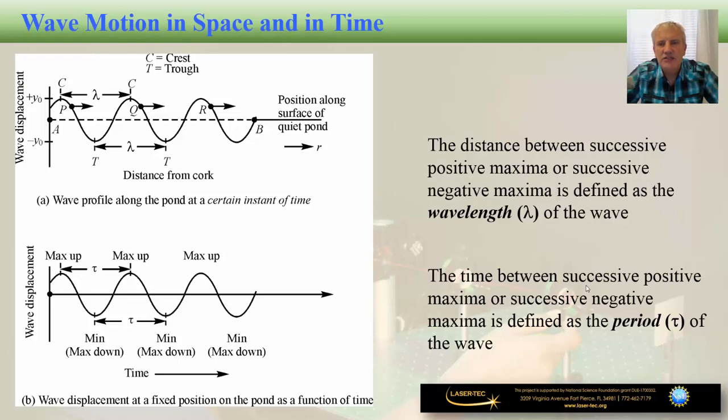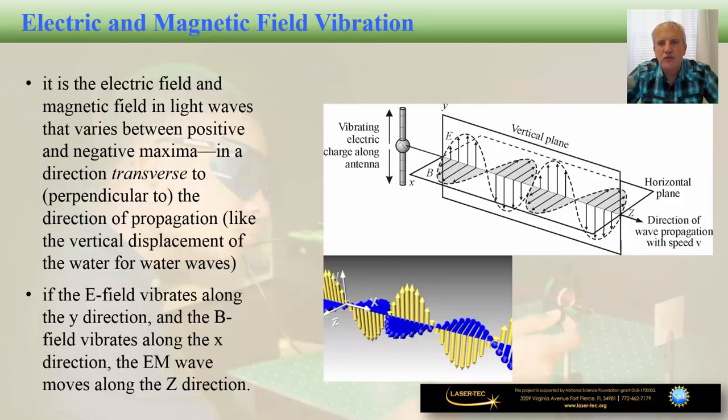In the same way that in a water wave the particles of water are oscillating, in the case of light we are talking about the so-called electromagnetic wave. In other words, in the case of light, what oscillates are the electric and magnetic fields. So we have electric and magnetic field vibration in a light wave, similar to the oscillation of the water particles in an ocean wave.